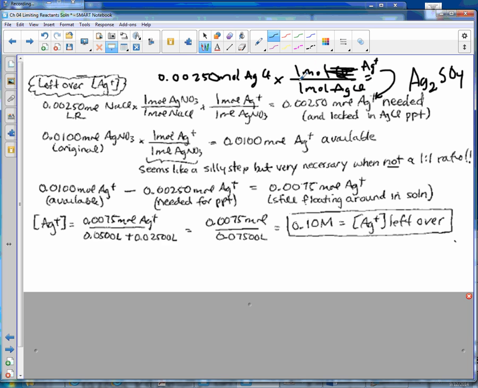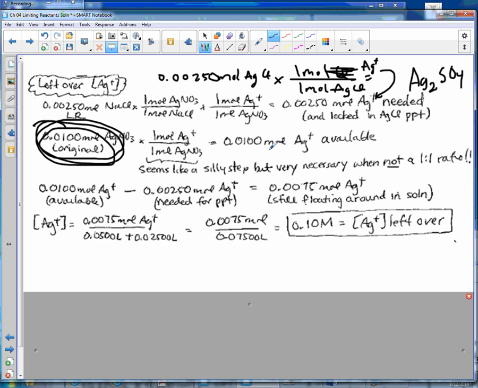Needless to say, some way, somehow, you have to figure out how much silver is going to be locked in the precipitate. This is what's needed to react with the limiting reactant. Now you have to figure out how much silver you had available. Notice that this 0.01 goes back to the original problem. This is how much silver nitrate I originally had. For every 1 mole of silver nitrate, I'm going to get 1 mole of silver ions. Again, this is important, especially if it's not a 1-to-1 ratio. So this is how many silver ions are available.